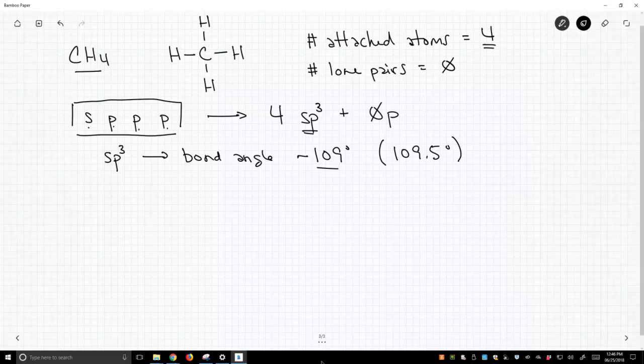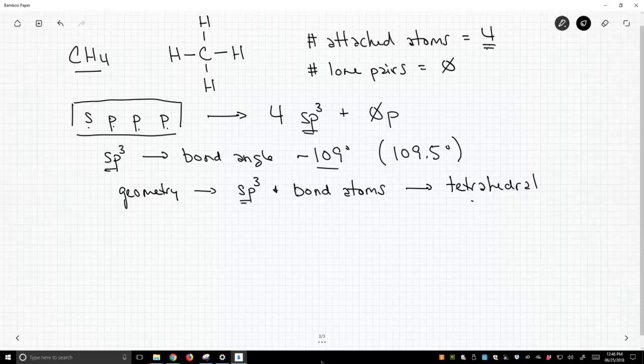We can also learn the geometry. Now, geometry is not simply determined by hybridization, but it's also connected to the number of attached atoms. So geometry is a function of 2 things. One, it's our hybridization, as well as the number of bonded atoms. When you have 4 bonded atoms and sp3 hybridization, you have a tetrahedral geometry. So what I'm saying is when people say something's sp3 hybridized, don't say, oh, it's sp3 hybridized, it must be tetrahedral. That's not true. It's only tetrahedral if you have 4 atoms bonded to the central atom.